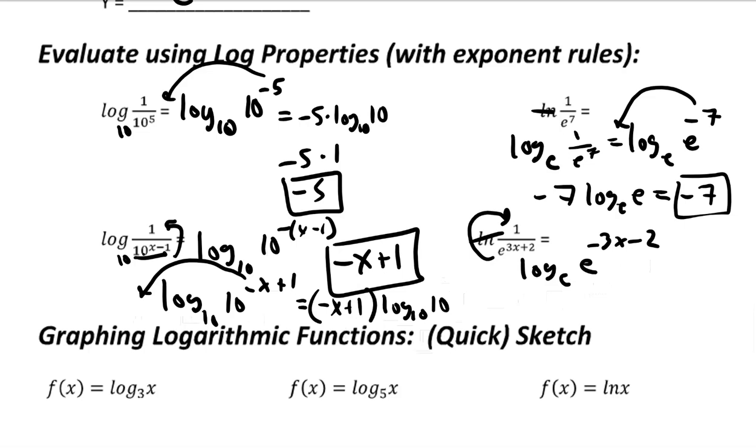So a negative 3x and a minus 2. Exponent on something you can take the log of can come down out front. Log base e of e is 1. There's our answer.